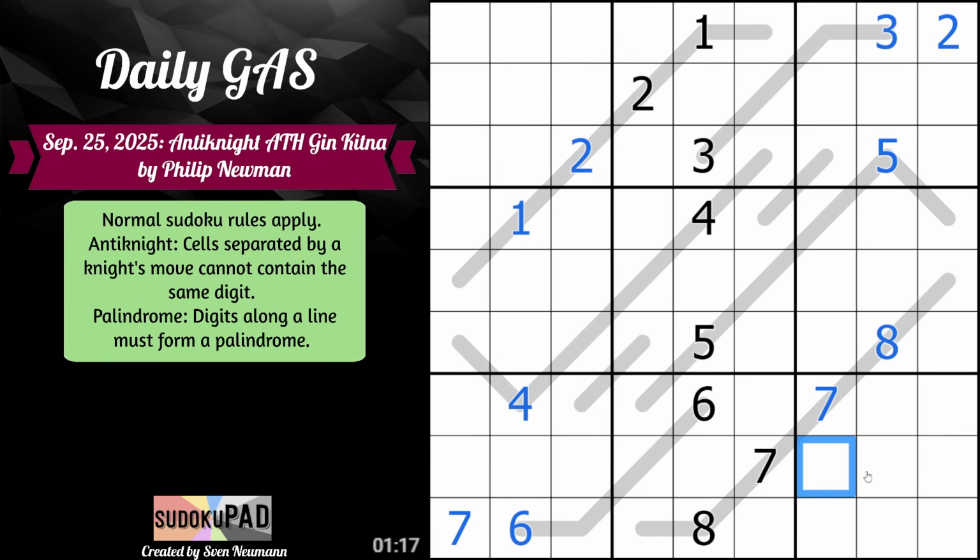6 sees this by knight's move, but then it doesn't really help from there, so that's not where we want to look. 8, well, 8 is interesting, actually. 8 sees all of these cells and this cell by anti-knight, but we can also do it this way, where 8 sees this and this. So the only place for 8 is here. This 8 sees all of these digits, and of course this 8 does the rest.